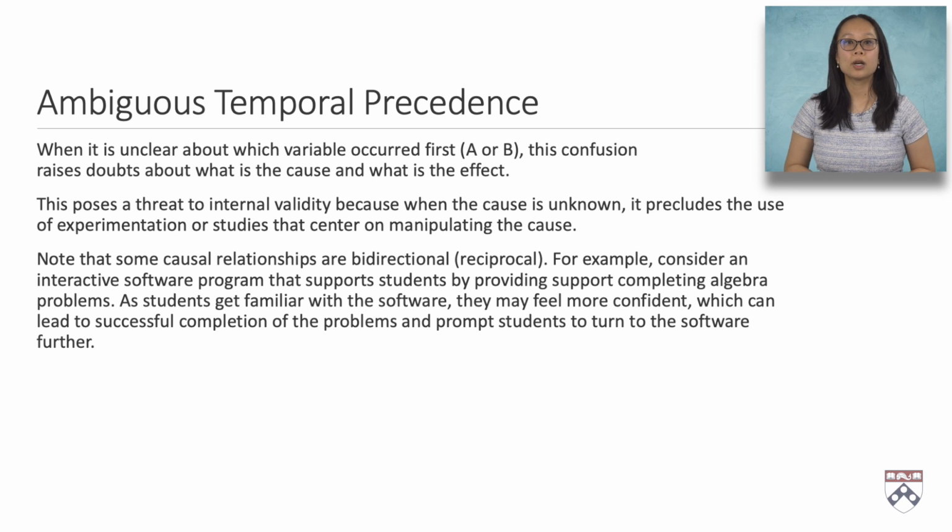Note that some causal relationships can be bidirectional, meaning they could be reciprocal. So for example, consider an interactive software program that supports students by providing support completing algebra problems. As students get familiar with the software, they may feel more confident, which can lead to successful completion of the problems and prompt students to turn to the software further. So this type of relationship can be referred to as a reciprocal causal relationship, in which the software was originally designed to support students, but in the process it is actually motivating them to continue using it because of the boost in confidence that the students may feel as they complete problems.